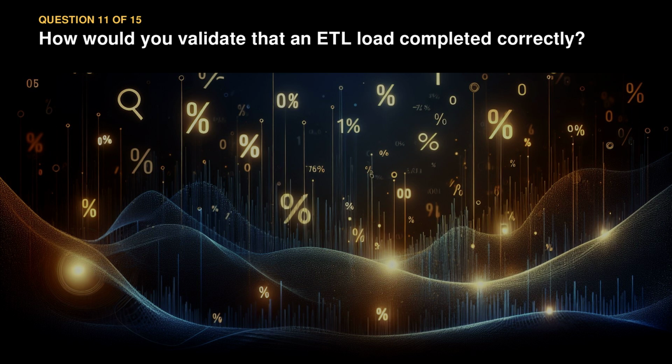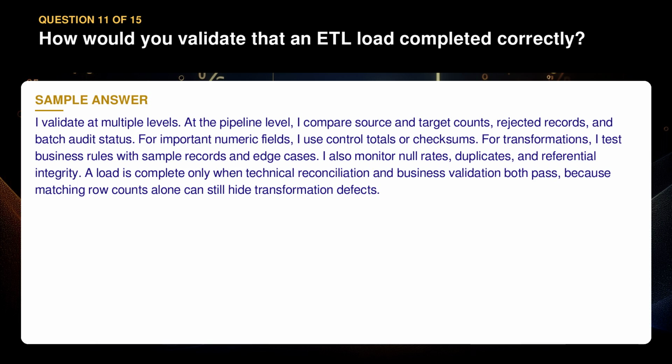Question 11. How would you validate that an ETL load completed correctly? I validate at multiple levels. At the pipeline level, I compare source and target counts, rejected records, and batch audit status. For important numeric fields, I use control totals or checksums. For transformations, I test business rules with sample records and edge cases. I also monitor null rates, duplicates, and referential integrity.